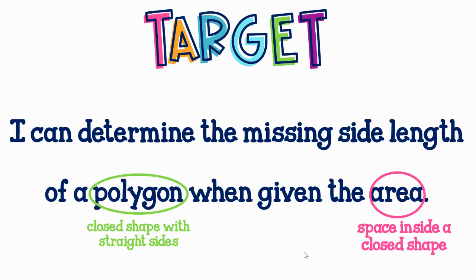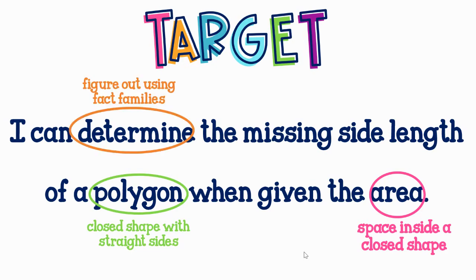And again, we're going to be given the area today, and we're going to be missing one of our side lengths. So to help us figure this other side length out, we're going to use our knowledge of fact families to rewrite our equations in the form of a division sentence to help us find that missing side length.